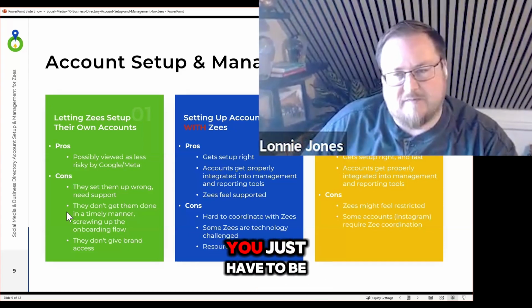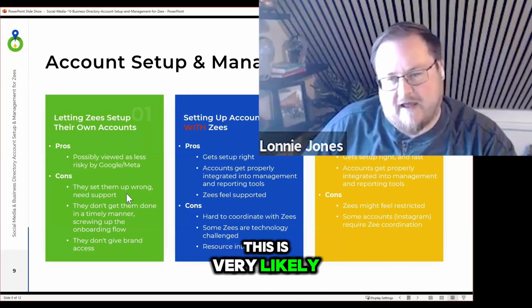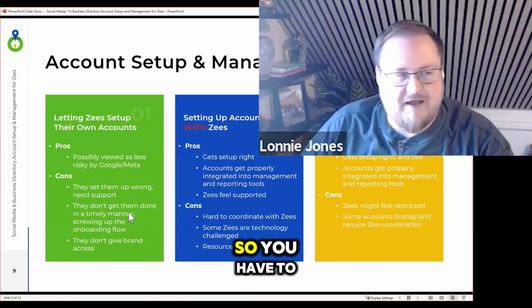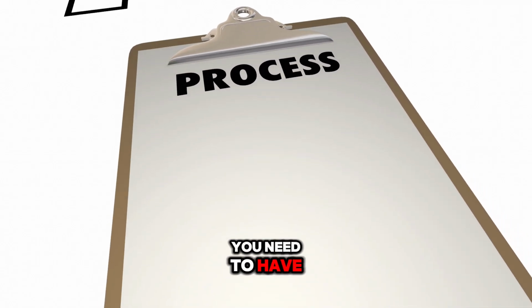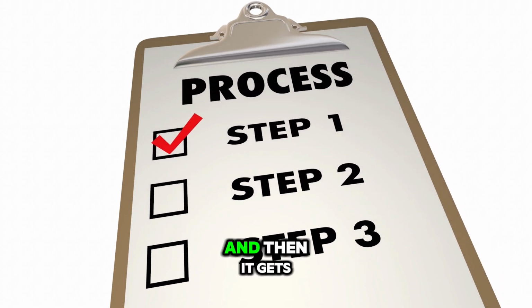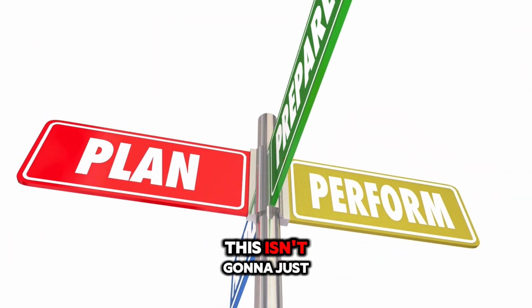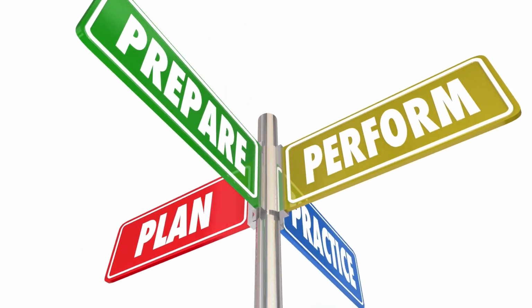So you just have to be aware that this is very likely to happen, and I've seen it happen a lot. I've made mistakes setting things up. So you have to follow a process. You need to have somebody that does this every day, doing it, and then it gets done right. And so you just have to be aware that this isn't going to just happen perfectly.